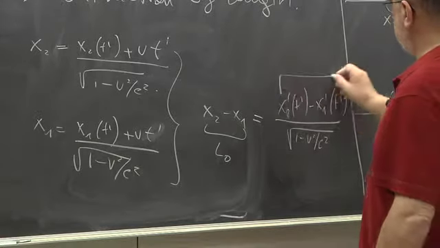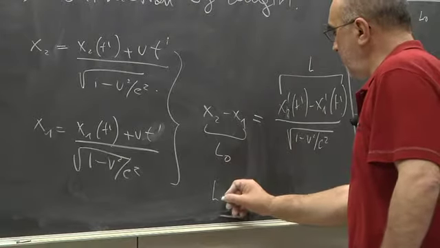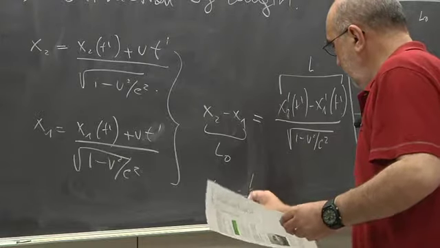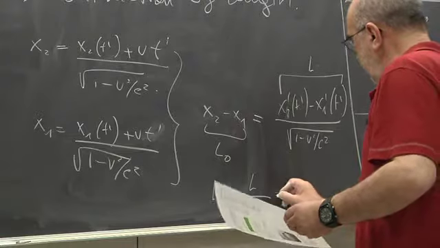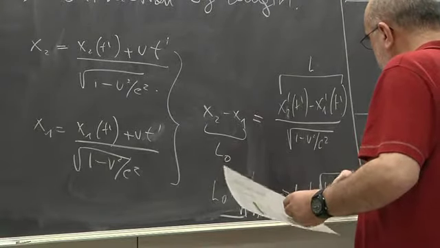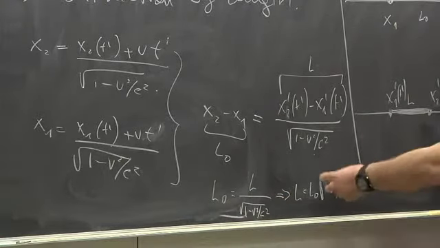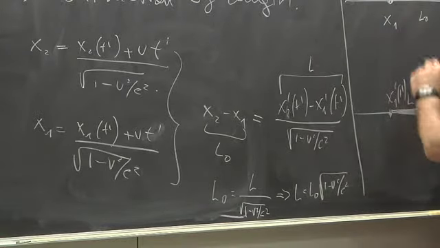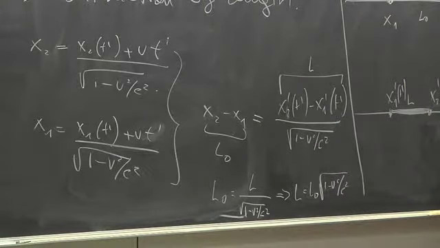But what is this? This is the length in the moving frame. So we get L0 is equal to L divided by the square root of 1 minus v squared over c squared. That means L is equal to L0 times the square root of 1 minus v squared over c squared. This factor is less than 1, so it means the distance measured in the moving frame is less than the distance measured in the rest frame.